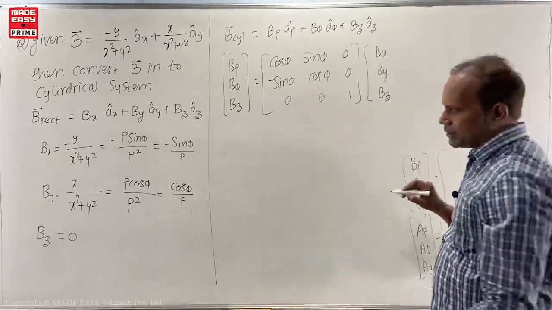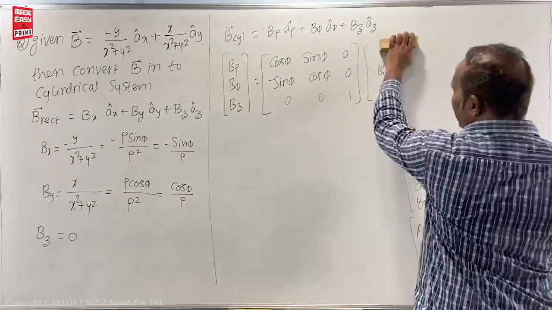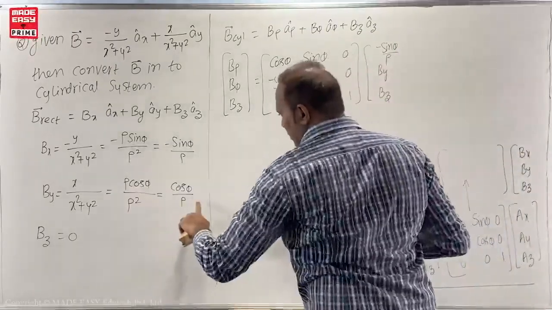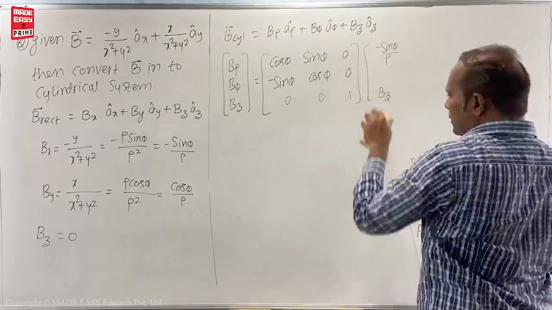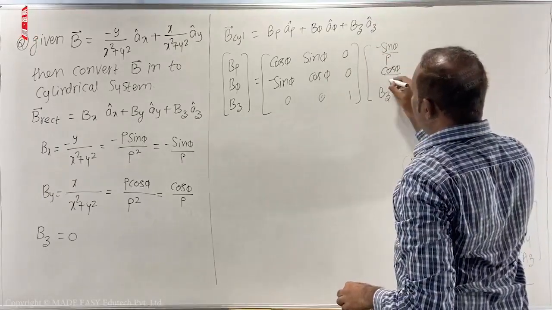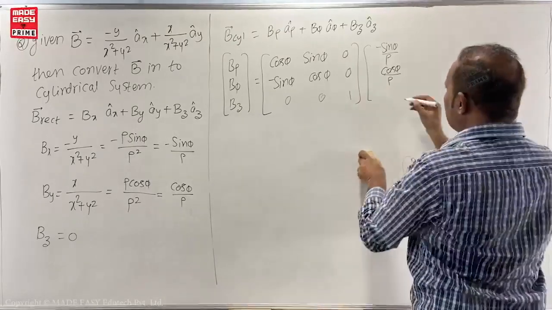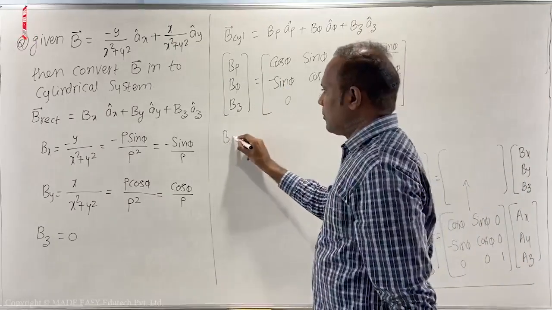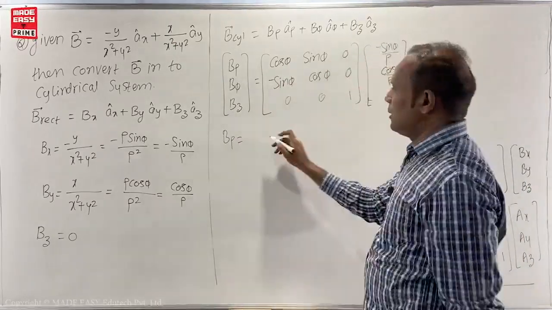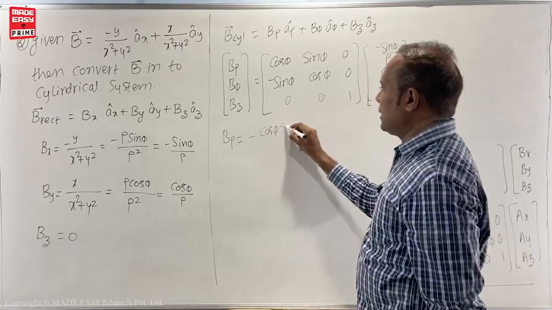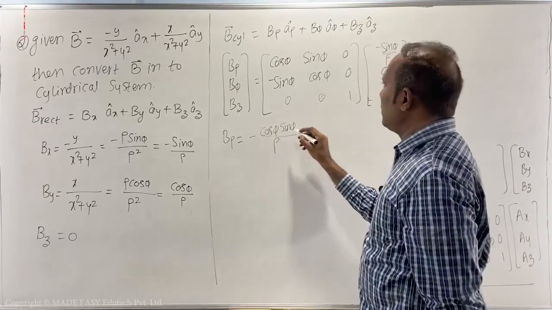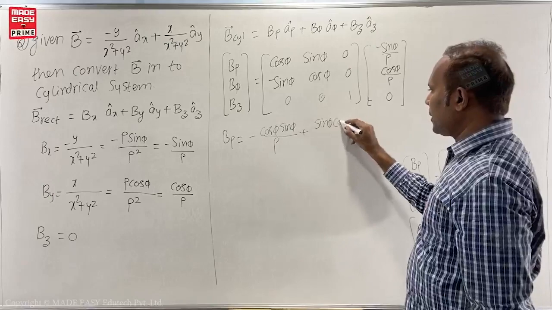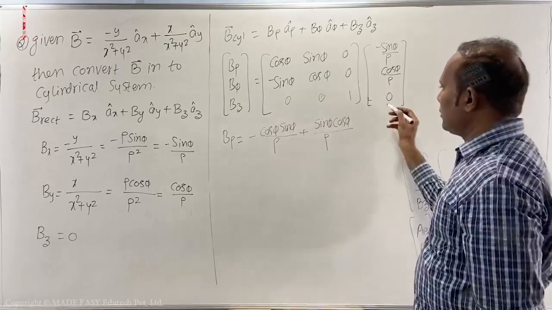So what is bx here? Minus sin phi divided by rho. What is by? Cos phi divided by rho. What is bz? 0. Now you directly convert that. B rho is equal to cos phi into this one, that is minus cos phi sin phi divided by rho, sin phi into this one, so sin phi cos phi divided by rho, 0 into 0, 0.